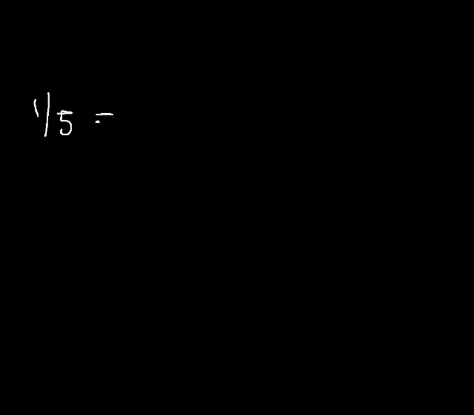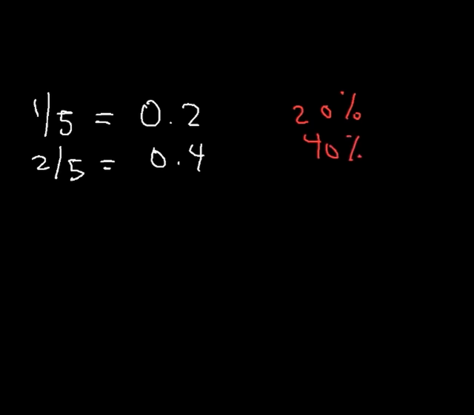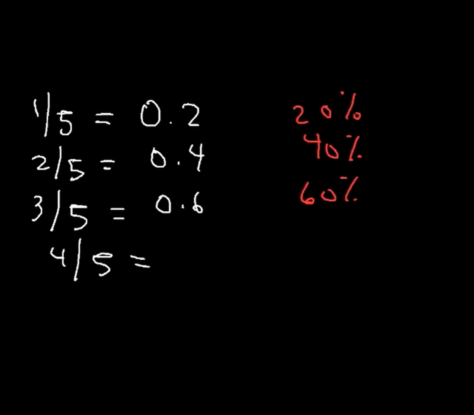So 1/5, that's 0.2, and that's about 20%. 2 over 5 is 0.4. You simply just multiply 0.2 times 2, and you get 0.4. And so that's 40%. 3 over 5, that's 0.2 times 3, which is 0.6. And so that's 60%. And 4 over 5 is equal to 0.8, which is 80%. And you know 5 over 5 is 1.